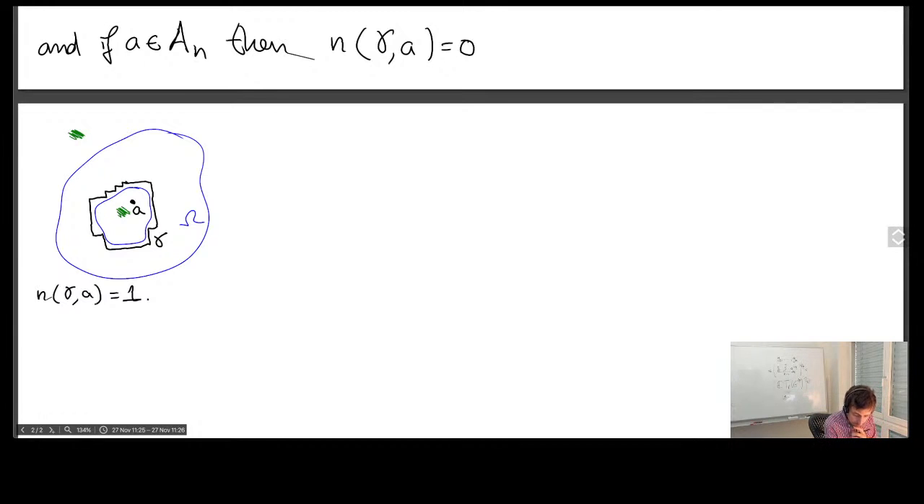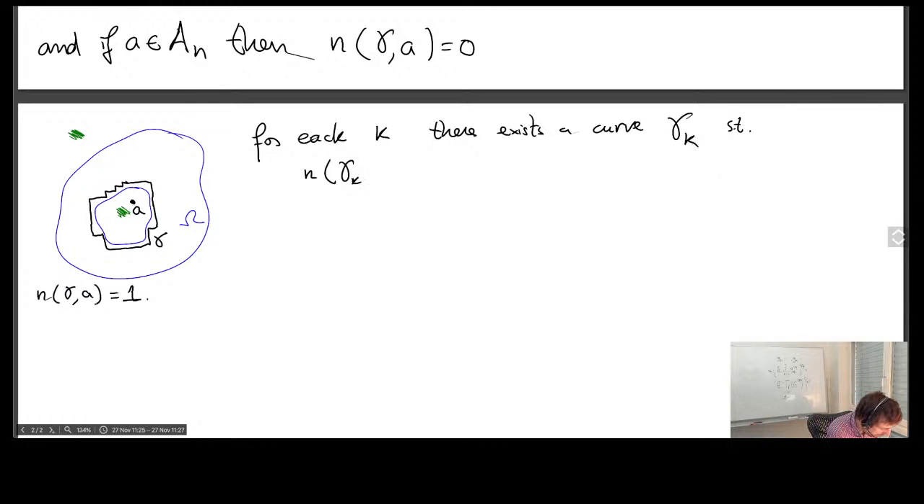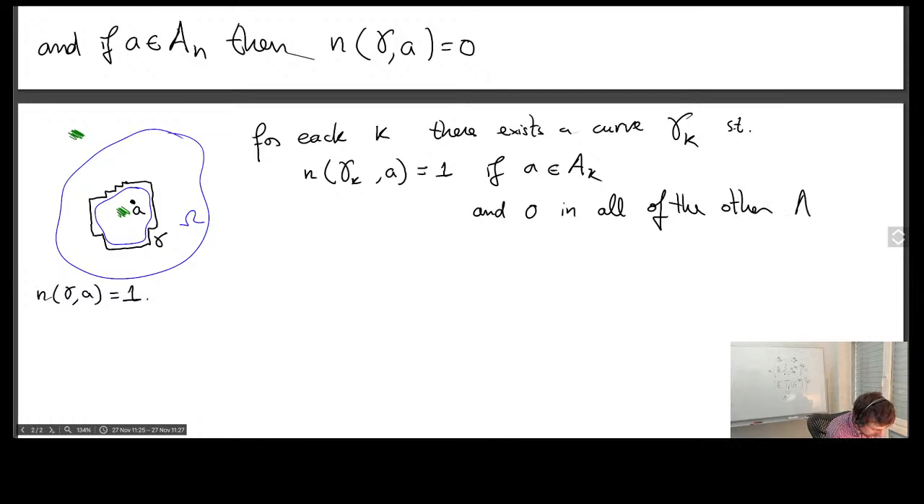So in particular, it's easy to see, using exactly the same argument, that for each k in the setup above, there exists a curve, let's call it gamma k, such that n gamma k of a is 1 if a is in AK and 0 in all of the other AJs. And what is the picture to draw?